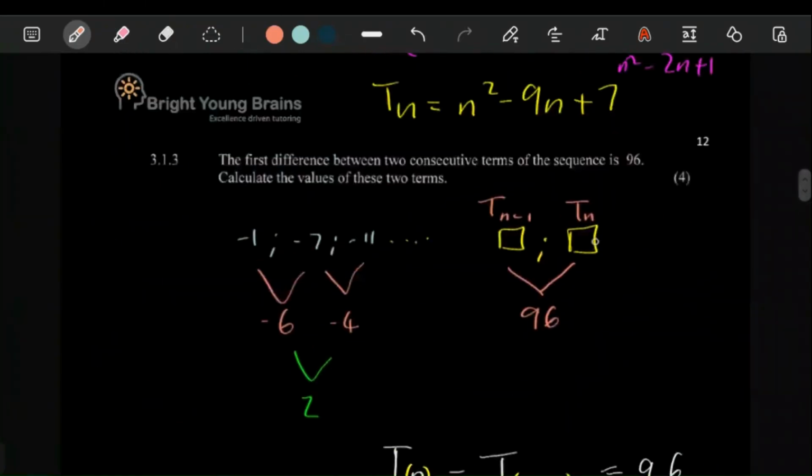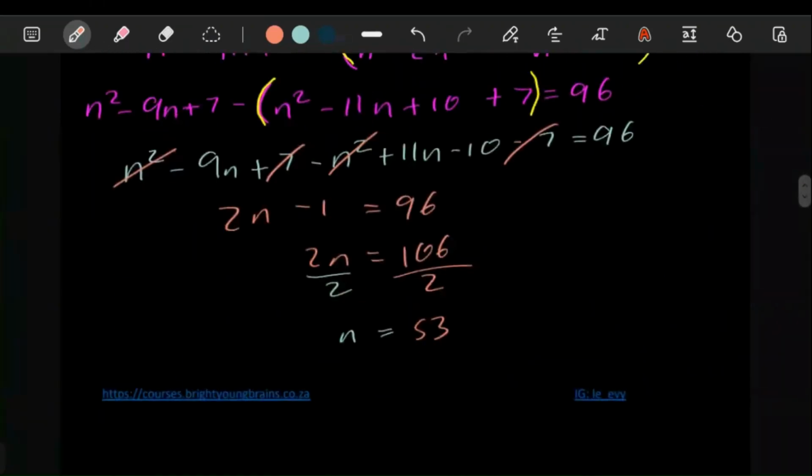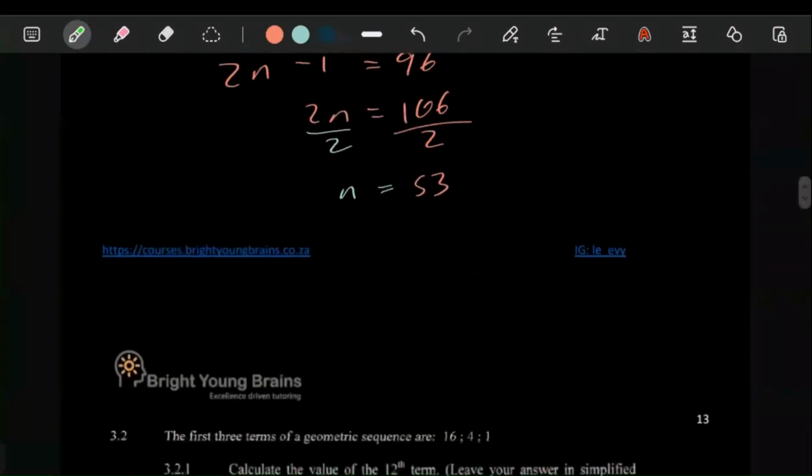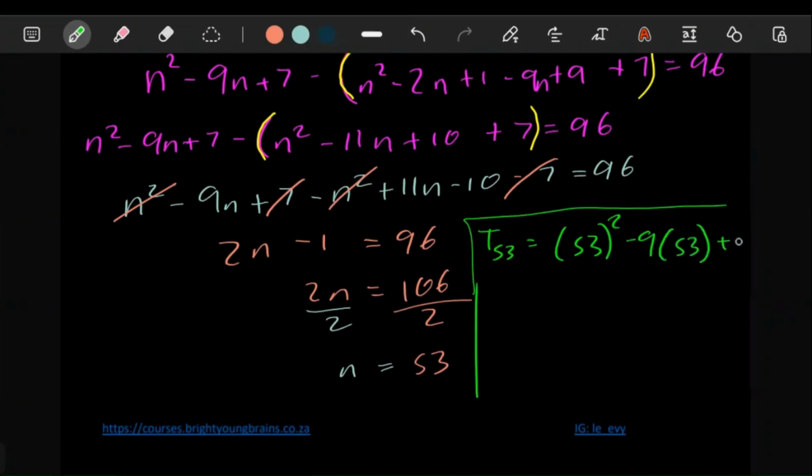If n is 53, it means that this is term number 53. This is term number 52. So they said here, calculate the values of these two terms. So what we know is, in our general term, we're going to put 53 in the general term first. 53 squared minus 9 times 53 plus 7. We'll just check that in the calculator now. 52 squared minus 9 times 52 plus 7.